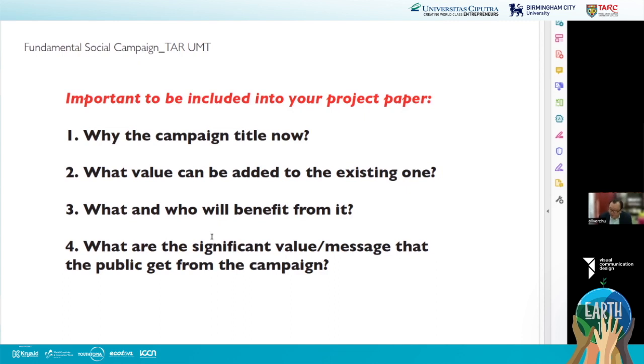So students also need to remember, for most of the problems, there are some designers or somebody else out there who have a way to go about it, maybe not perfect, okay? So when you embark on this social campaign, when you want to do it again, you have to explain what value can be added to the existing one. If you can explain this clearly, more people would love to join your campaign. And of course, what and who will benefit from it. This is also very, very important.